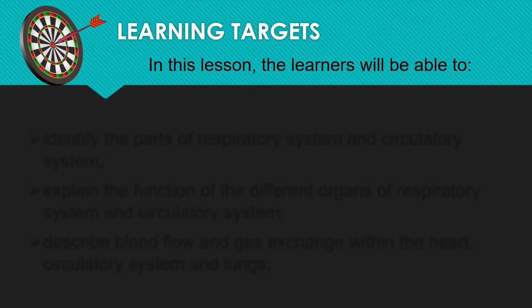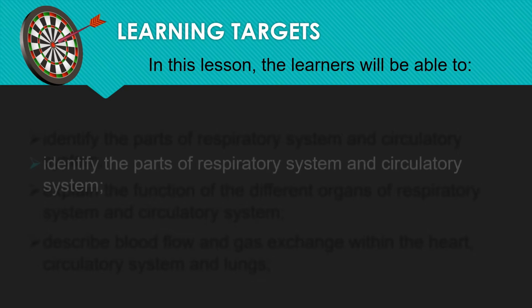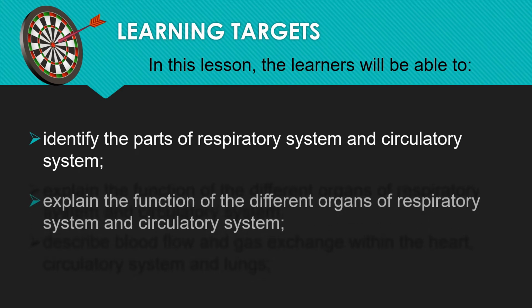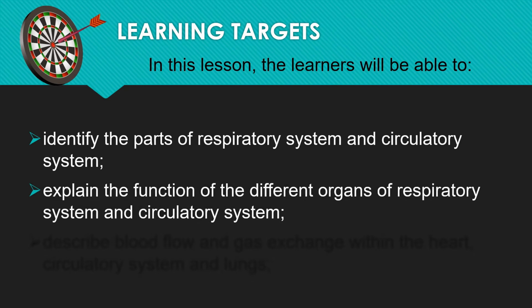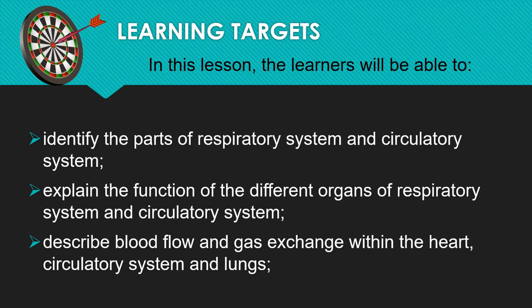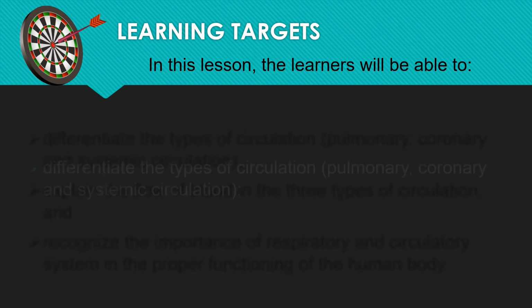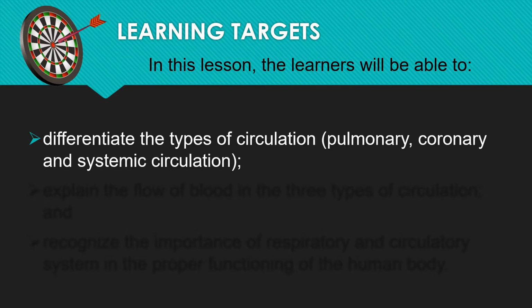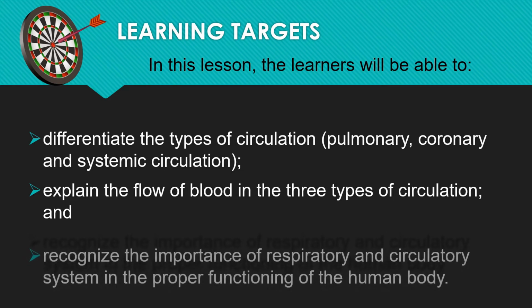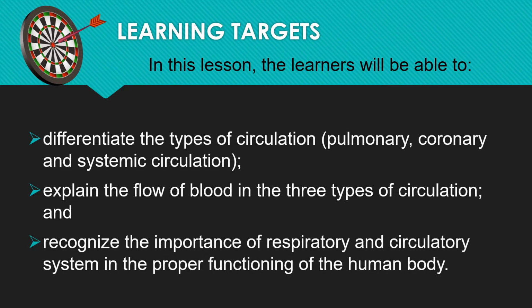For the learning targets, in this lesson, the learners will be able to identify the parts of the respiratory system and circulatory system, explain the function of the different organs of the respiratory system and circulatory system, describe blood flow and gas exchange within the heart, circulatory system, and lungs, differentiate the types of circulation: pulmonary, coronary, and systemic circulation, explain the flow of blood in the three types of circulation, and recognize the importance of the respiratory and circulatory system in the proper functioning of the human body.